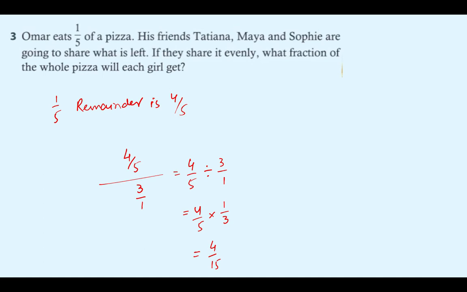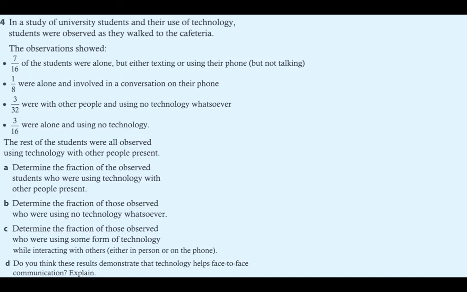Now moving to question number 4. In a study of university students and their use of technology, students were observed as they walked to the cafeteria. The observation showed 7 out of 16 students were alone, but either texting or using their phone but not talking. 1 out of 8 were alone and involved in a conversation on the phone, and 3 out of 32 were with other people, and so on. 3 out of 16 were alone. The rest of the people were observed using technology with other people.